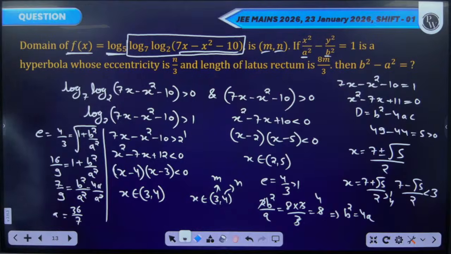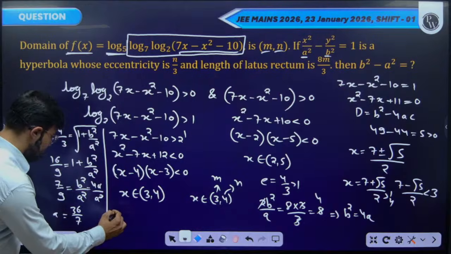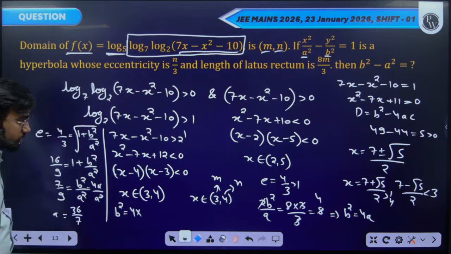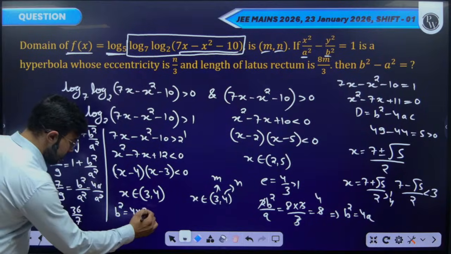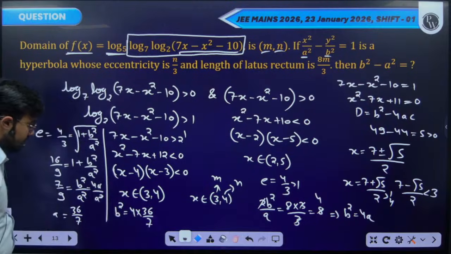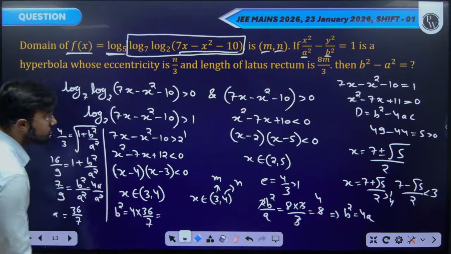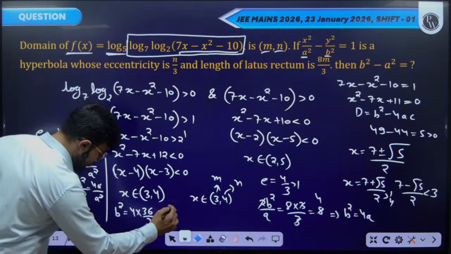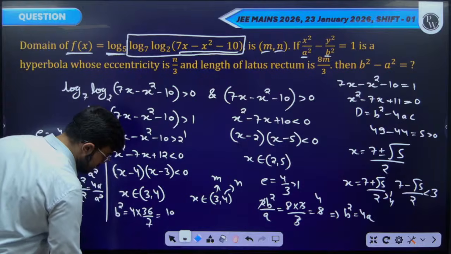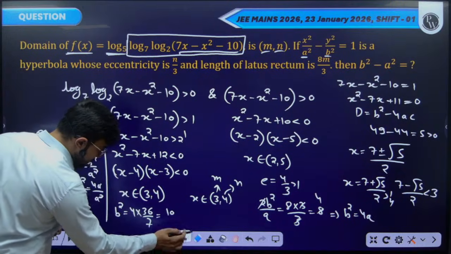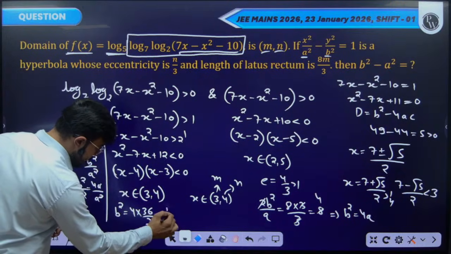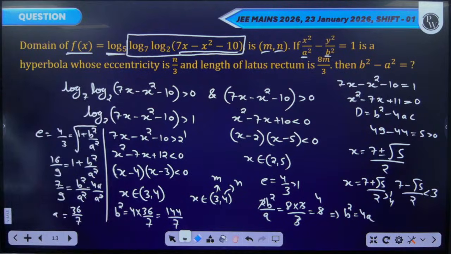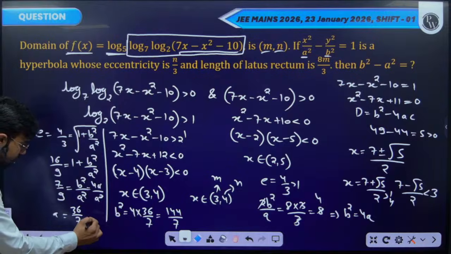Now what about b? So b square is equal to 4 into a. A is 36 by 7. So 36 into 4 is 144, so this is 144 by 7. So b square is 144 by 7. What about a square?